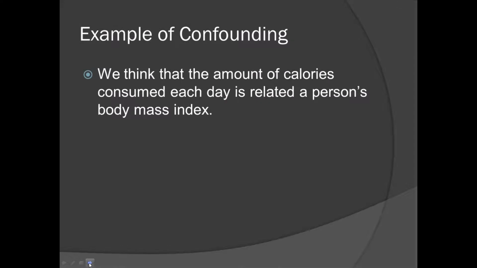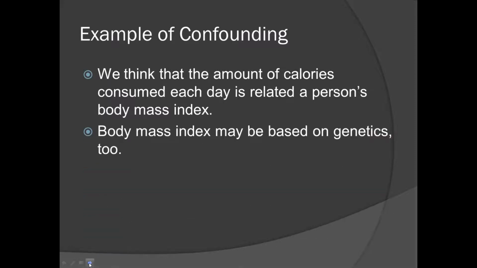An example of that: you would think that calorie consumption would be related to a person's body mass index. That's how much they weigh. The greater the calories, the greater the body mass index. But is it not true that oftentimes people's physical makeup is genetically determined? So this could be confounding. How much of this body mass index is really accountable because of the genetics or because of the calories? We would never know. So that's confounding. That's where you just don't know things.